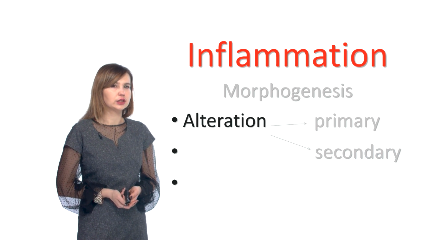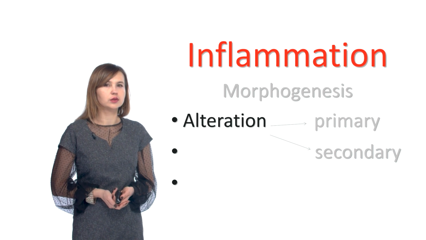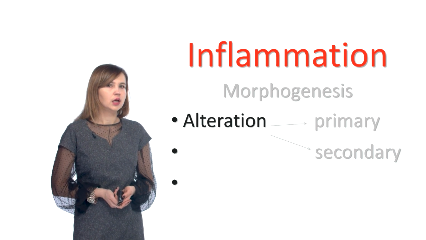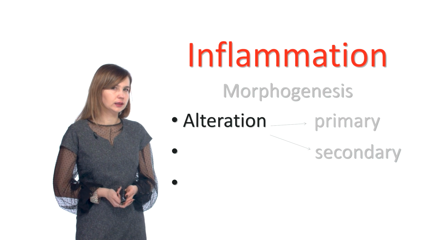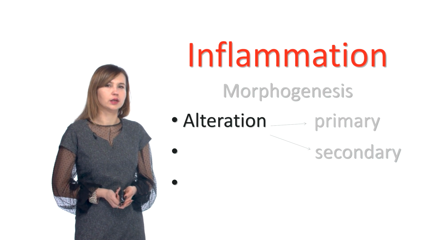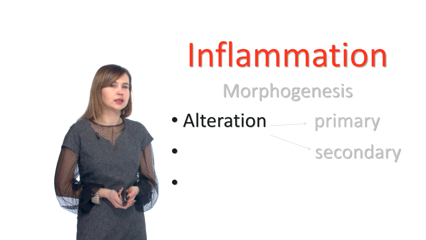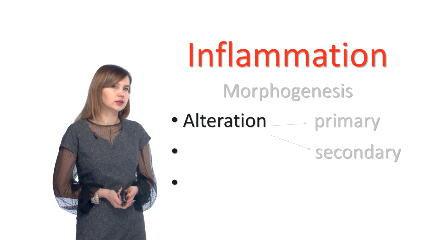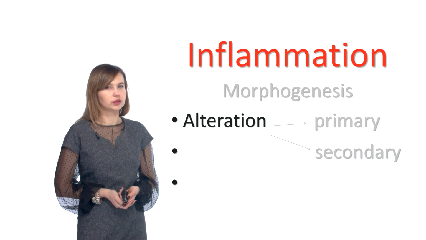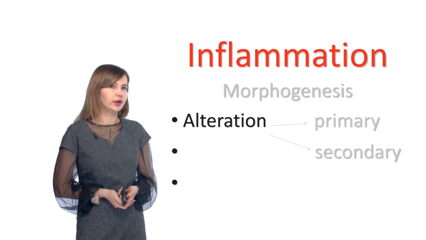Secondary alteration occurs under the influence of various pathogenic factors, both local, physical, and chemical, affecting the amount and activity of inflammation mediators, vascular reactions, and systemic, nervous and humoral reactions, which include endocrine and immune reaction changes.